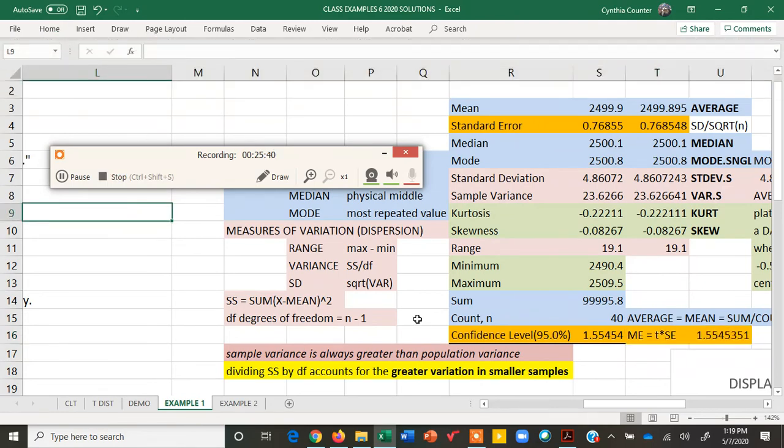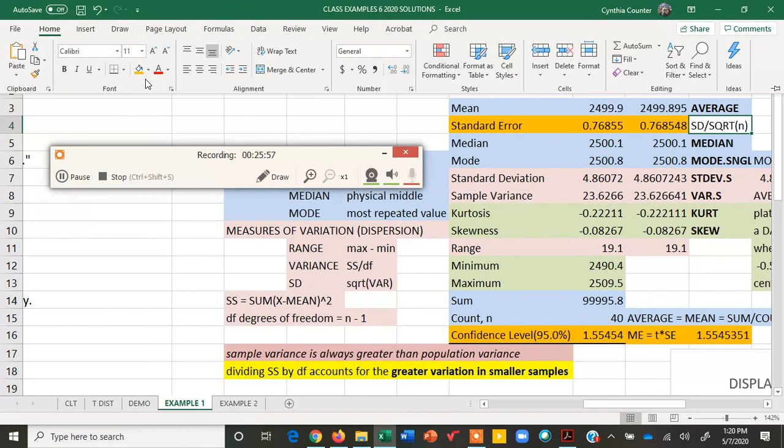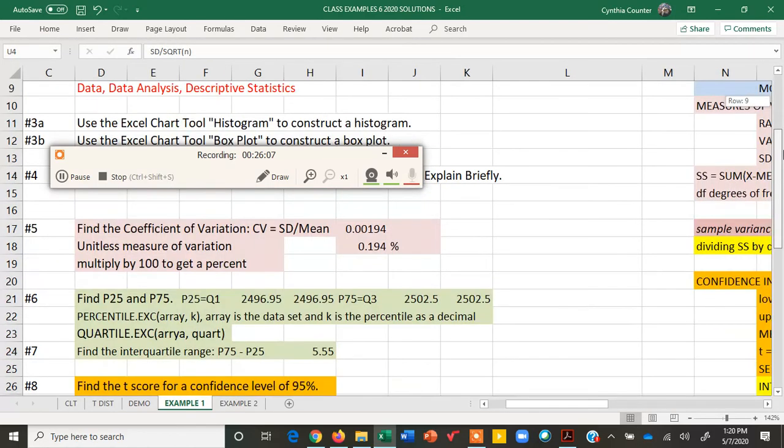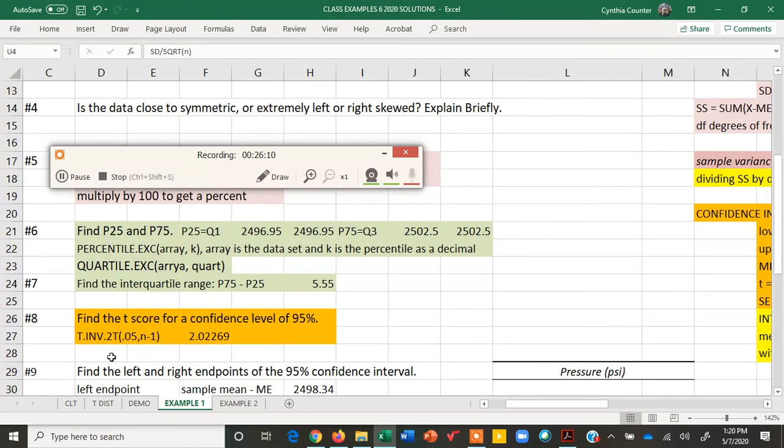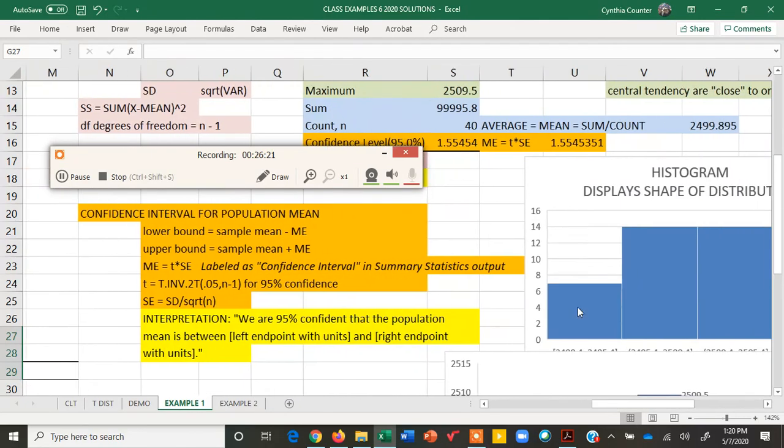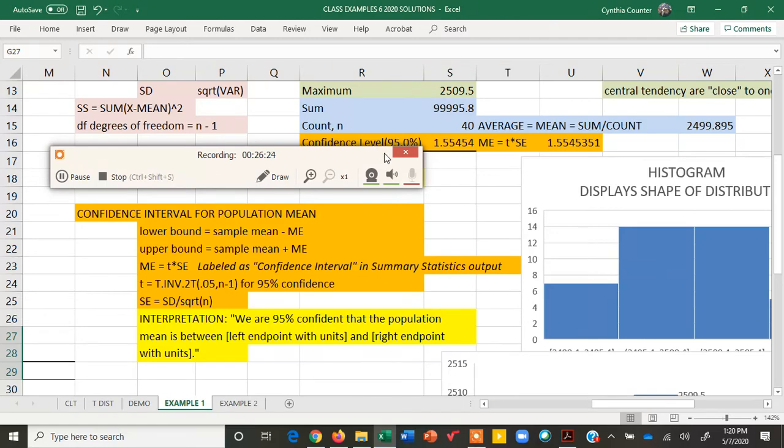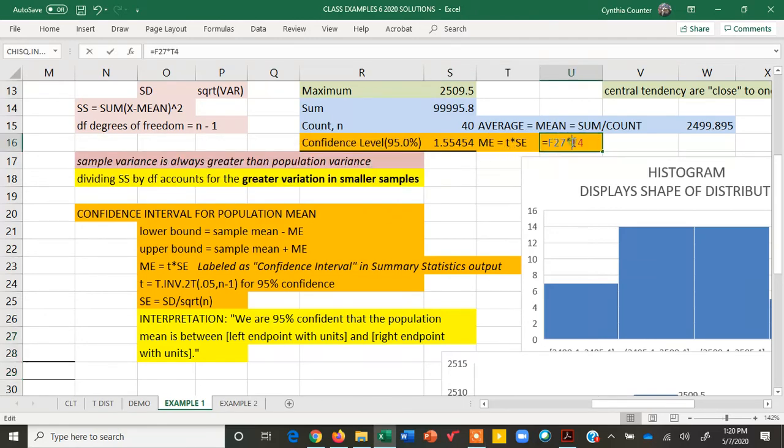So if you have the data analysis tool, of course, it's going to be much faster. If you don't have the data analysis tool, you would need to compute your sample standard deviation using stdev.s. You then would find the standard error by dividing that standard deviation by the square root of the sample size. You would need to find your t-score using t inverse dot 2t with the 5% if you're doing a 95% confidence interval and n minus 1 for your degrees of freedom where n is your sample size. And then once you have your t-score, you can compute the margin of error yourself by multiplying that t-score with the standard error you computed, right?